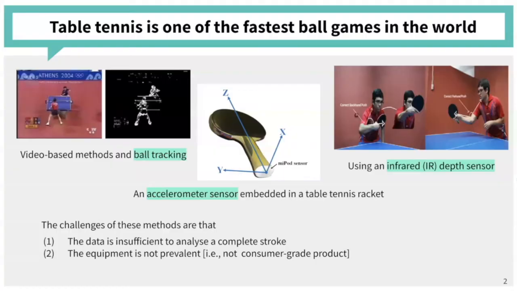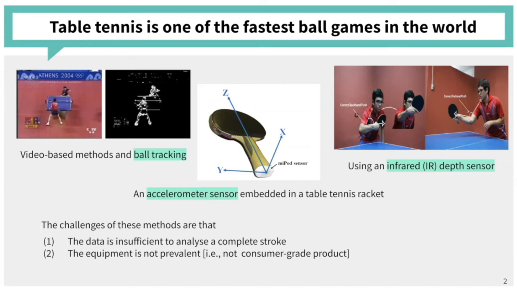I think everyone is familiar with this sport. Table tennis is one of the fastest ball games in the world. One of the solutions to practice this game is to apply a ubiquitous system. Previous work used wearable sensors to achieve this system, for example, video-based methods, accelerometer sensors, and IR depth sensors.